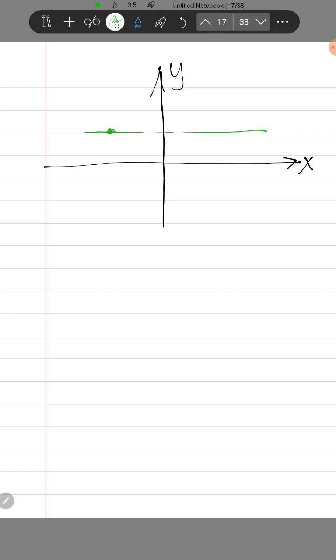This horizontal line has 2 points, say P1 and P2. P1 has an x value of here, x1, and a y value of here, y1. P2 has an x value of here, x2, and the y value is the same again, y1.